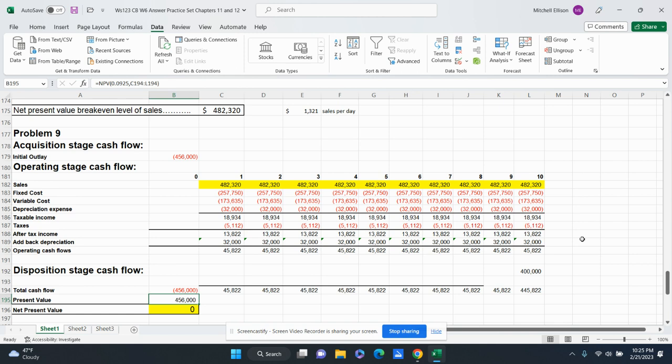break even in net present value terms, which is a much better measure of the project's risk than just a straight income break even. Because again, here you're covering your initial outlay costs with the net present value break even.